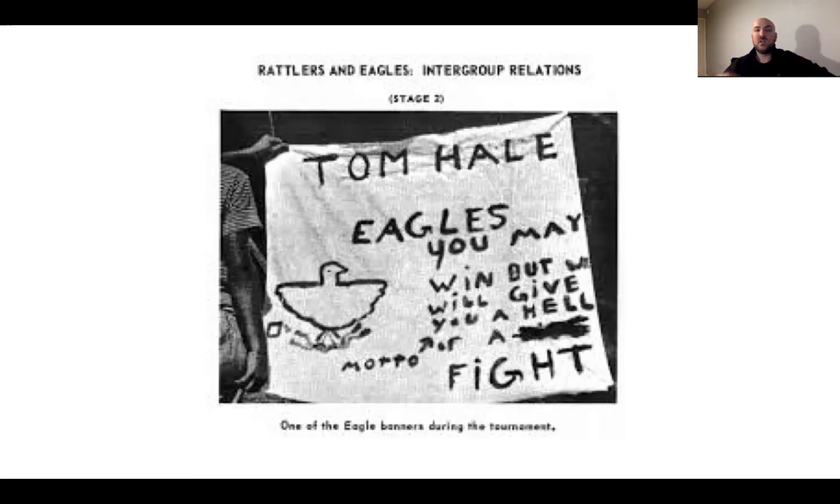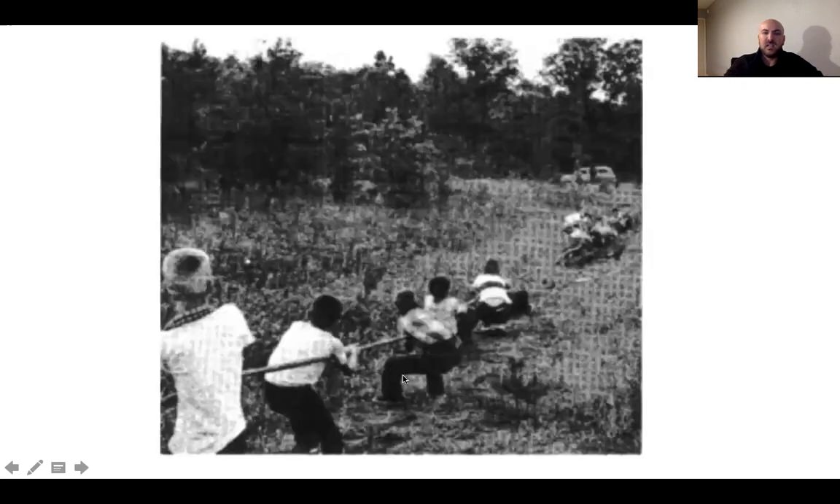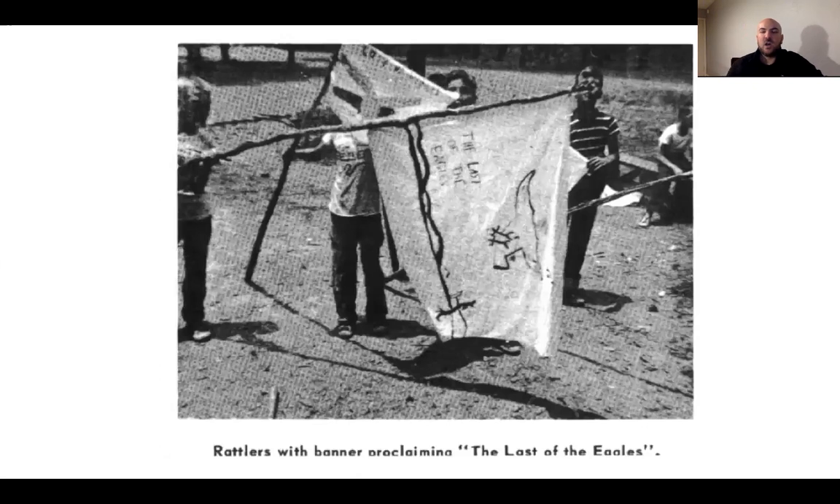So the Eagles won at kickball, they got money to spend at the local store. They won at tug of war, they got to eat first. They kept winning, getting all these perks. You have a sign that one of the kids made saying, Eagles, you may win, but we'll give you a hell of a fight. And that's their motto, they've been saying. So you have them competing over and over and over again. And the first day it was fine, one group kept winning, and then the next day it got really dark.